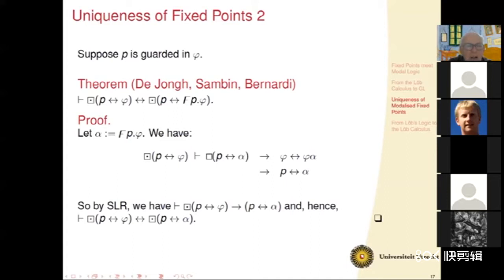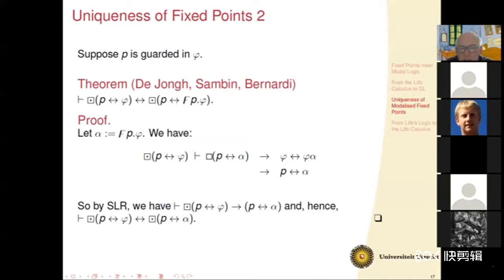So how does this work? Well, again, suppose alpha is the fixed point of phi. So now let's assume box dot. So what we are going to do is we want to prove from P if and only if phi in the strong sense, the box dotted sense, that we have P if and only if alpha in the box dotted sense. But what we first are going to prove is that we have P if and only if alpha. And to do that, we use the strengthened Loeb rule. So we may use this as an assumption, and we want to prove that this implies this. So why is that the case?